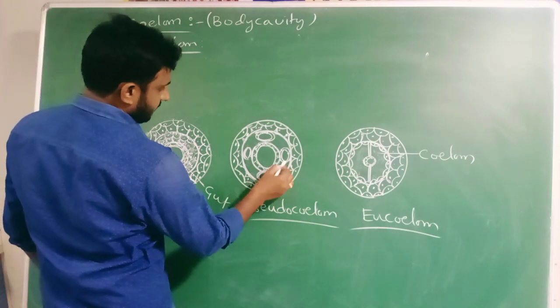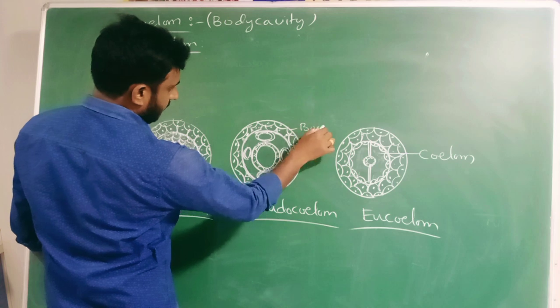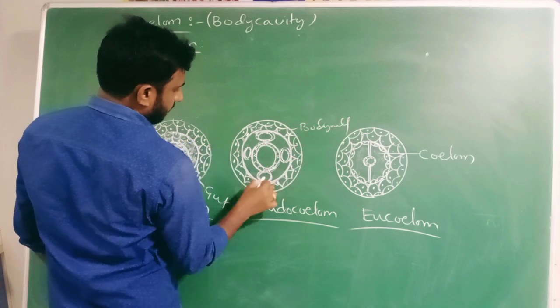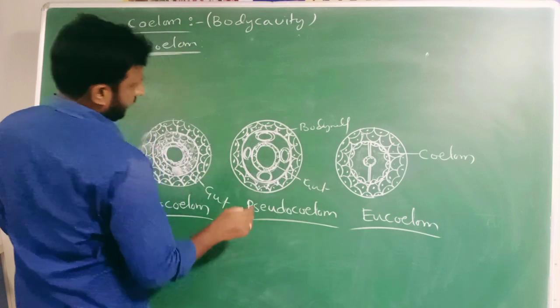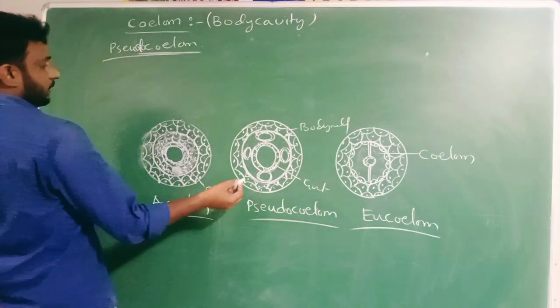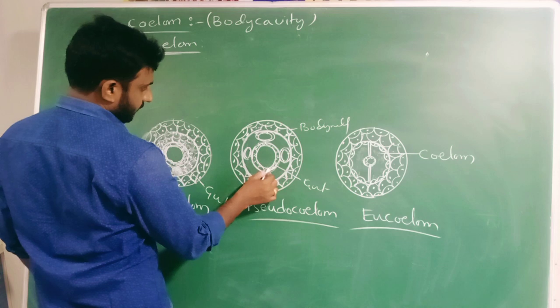A cavity is present between the gut and body wall. The outer layer is called body wall, and the inner is called gut. Outer ectoderm gives rise to the body wall. Endoderm gives rise to the lining of the gut.